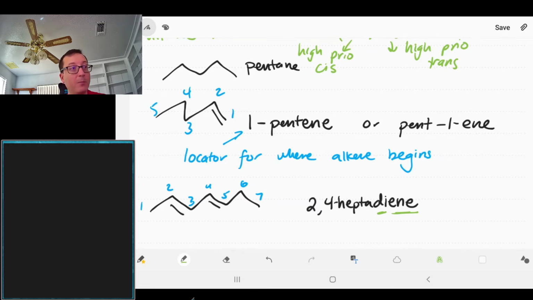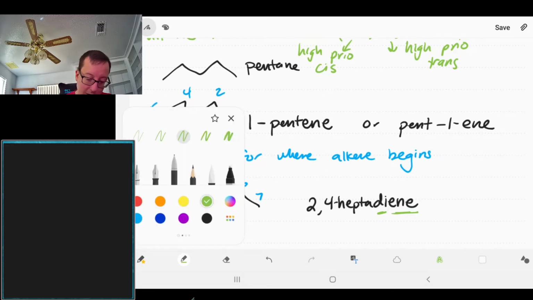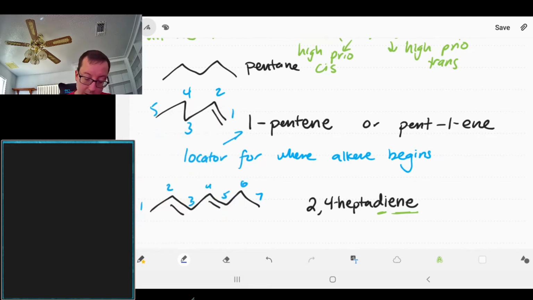With this one, we would need to say also that these are both E alkenes. So we would say 2E,4E-2,4-heptadiene if we were to be really good about it. We can see very clearly those are E alkenes, right? Trans alkenes are E. So that's what we'll have there.